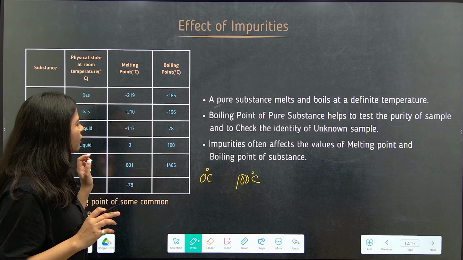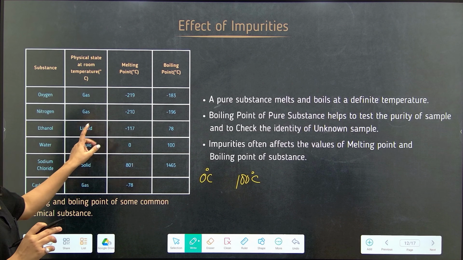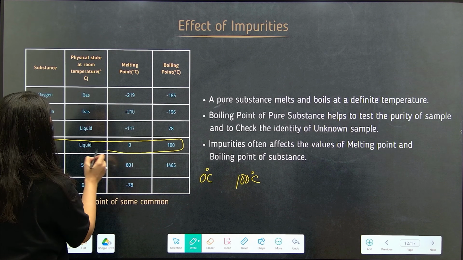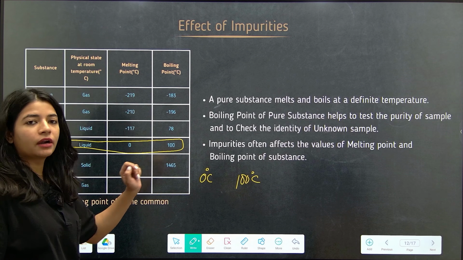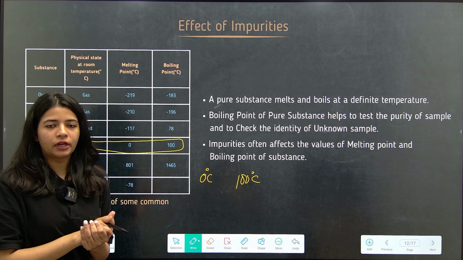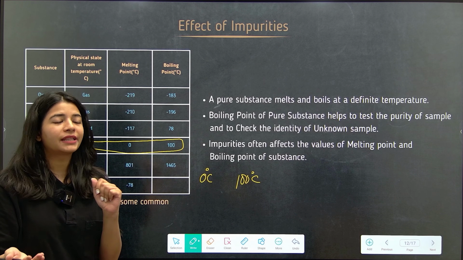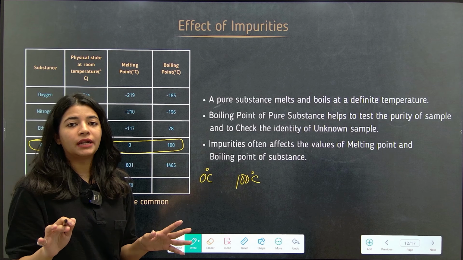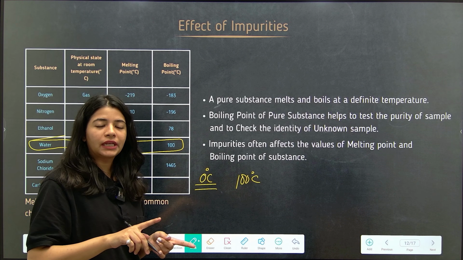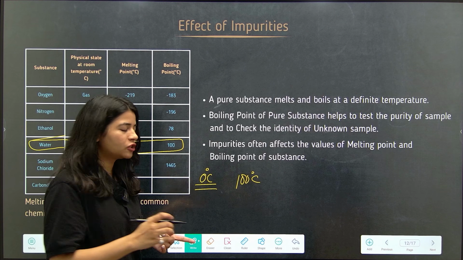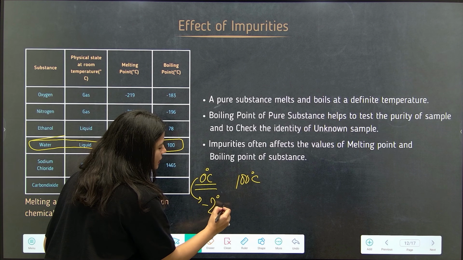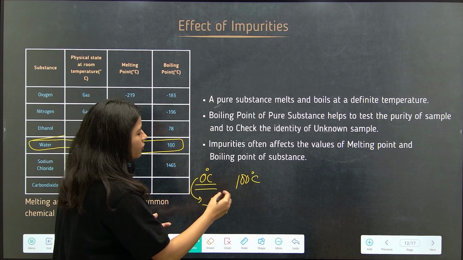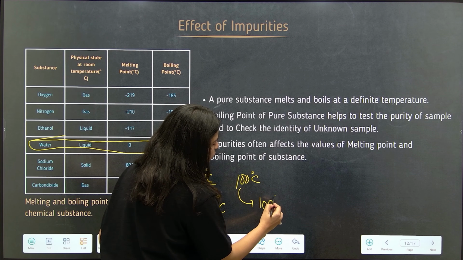So I have a table for you here. These are the melting point and boiling point of a few pure substances. For water, the melting point is 0 and the boiling point is 100 degrees Celsius. If we add salt to it, or if we have a different sample, let's say a sea water sample, then if we try to melt sea water, it will not melt at 0 degrees Celsius. It will take a lower temperature, and it will melt at -2 degrees Celsius. And about the boiling point, it will not boil at 100 degrees Celsius. I'll explain why. It will boil at a higher temperature, which is 102 degrees Celsius.